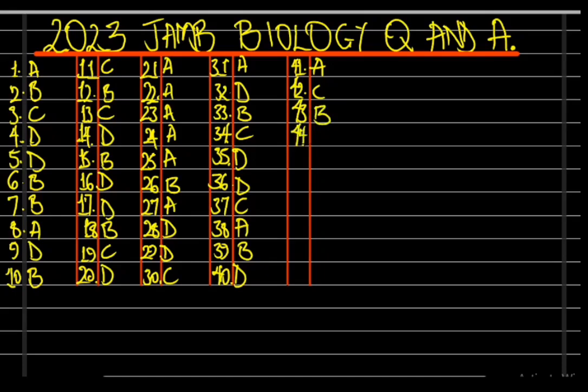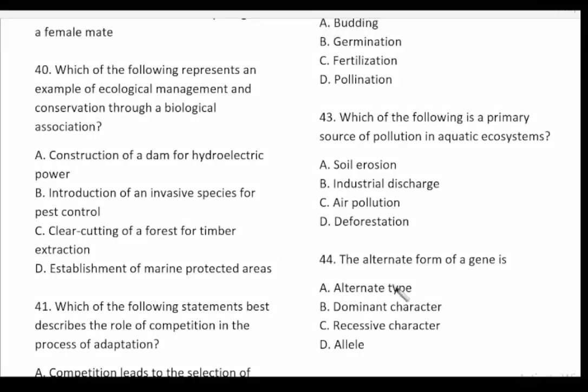So question 44 now. The alternate form of a gene is A, alternate type, B, dominant character, C, recessive character, and D, allele.